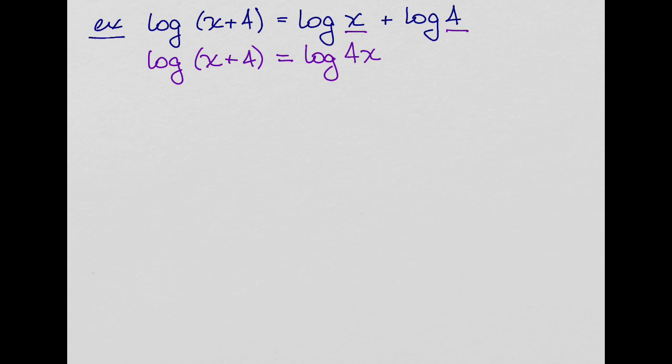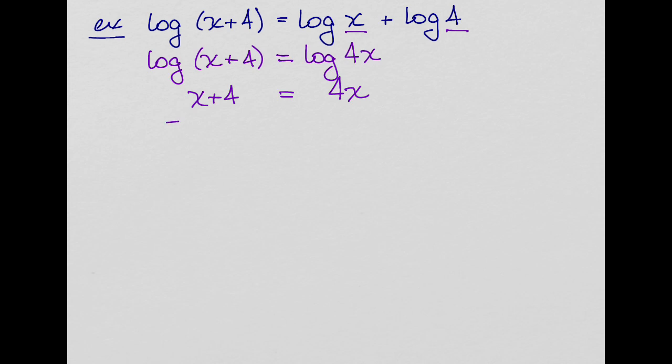Now I have log on the left, log on the right, same base. If the logarithms are equal, since the logarithmic functions are 1 to 1, that means the things I'm taking the logarithm of must also be equal. So I'm going to say that means x plus 4 equals 4x. Well, that's just the regular old linear equation. I can solve that in all the usual linear equation ways.